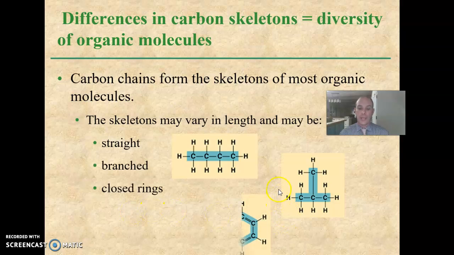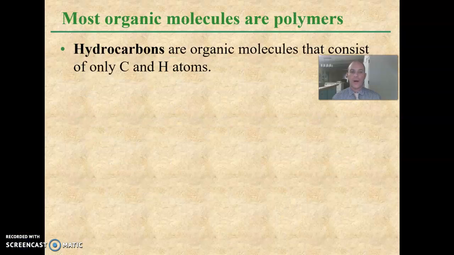This one here is branched, looks like a T. This one here is a closed ring. Looks just like a closed ring. Sketch those down, include all the bonds, make sure you get the double bonds in here, and you'll see that each C, 1, 2, 3, 4, has 4 bonds. That is the key. Most organic molecules are polymers.